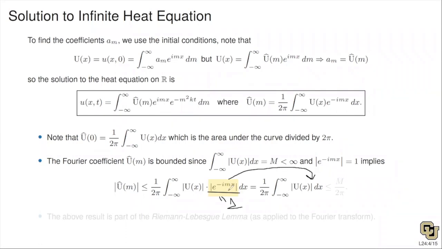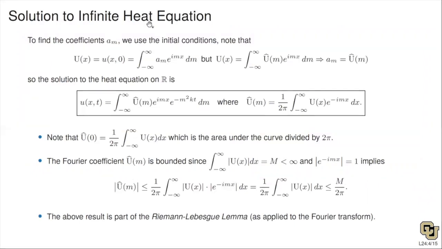Because e to the minus imx is actually cosine mx minus i sine mx. And if you take the norm of cosine minus i sine mx, you multiply it by its own conjugate, you get cosine squared minus i squared sine squared, but minus i squared is just plus. You get cosine squared plus sine squared, you just get 1. So that's the only part that I think is a little bit tricky, that can mess with people.